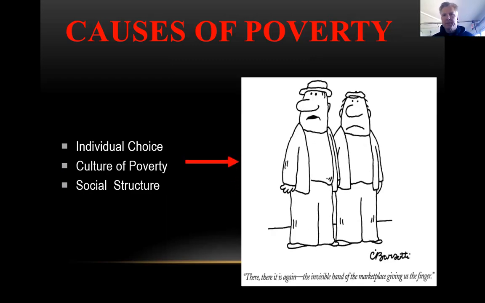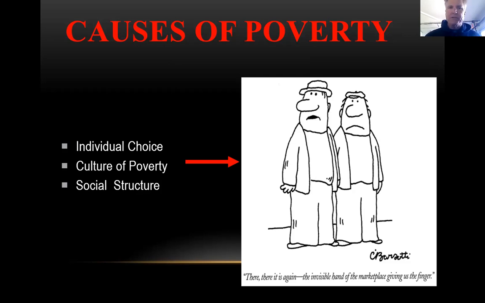So one of the big questions and one of the big debates in policy analysis is, what are the causes of poverty and economic inequality. There seems to be, in general, three broad theories for explaining poverty and inequality. Those have to do with individual choice. In other words, people who are poor do so because they choose to be poor.